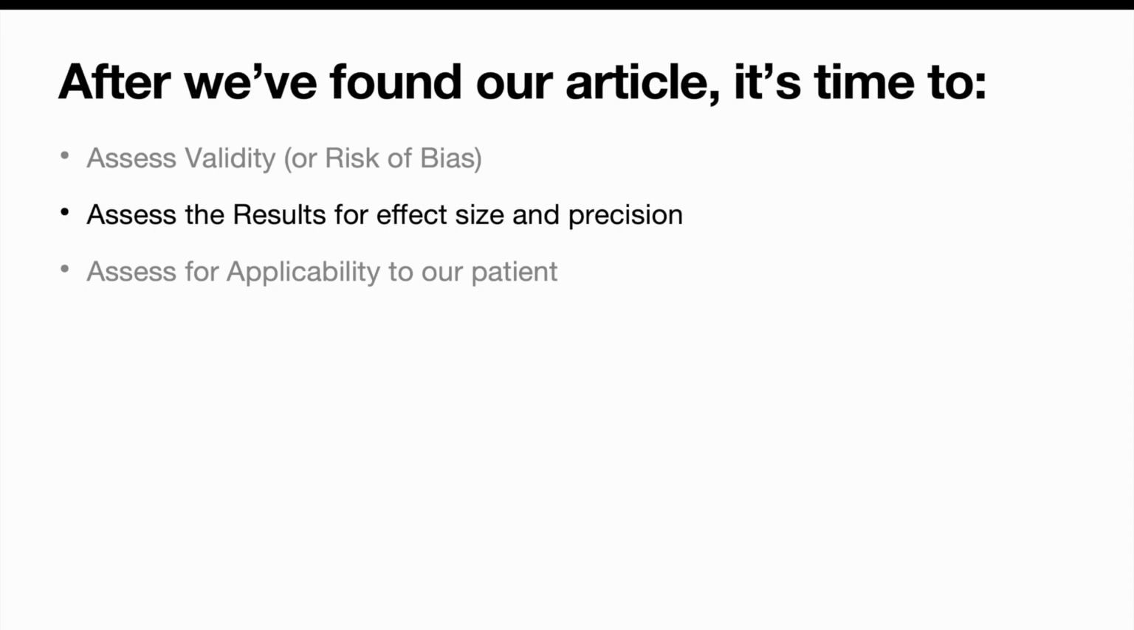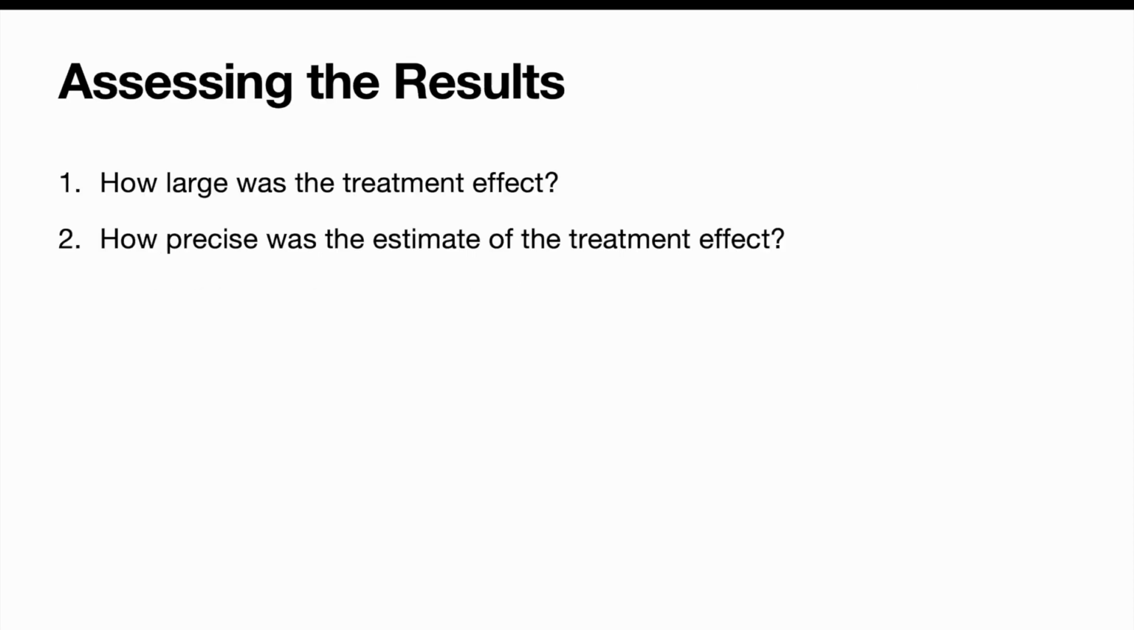So when we're looking at validity and risk of bias, I would say we have a high level of validity and a low risk of bias because we answered yes to all of those questions that were asked. So next, it's time to assess the results for effect size and precision. And for assessing the results, we have two questions that we want to ask. We want to ask, how large was the treatment effect, and how precise was the estimate of the treatment effect?